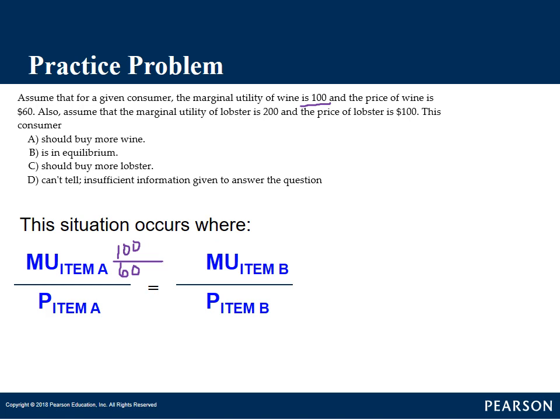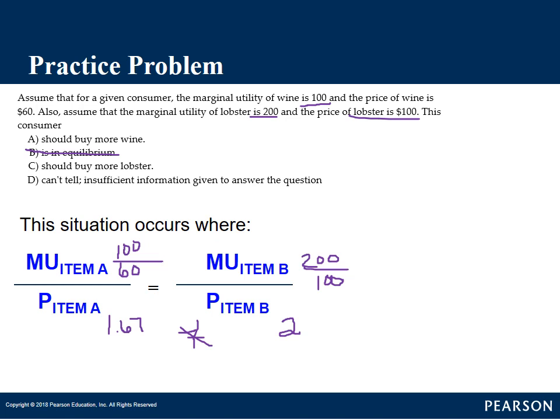Equals the marginal utility of item B. So marginal utility of item B is 200 divided by the price, which is 100. Okay, so let's see what these equal. 100 divided by 60 is 1.67. 200 divided by 100 is 2. Does 1.67 equal 2? No, it does not. So we are not in equilibrium. Those two numbers need to be identical for us to be in equilibrium.